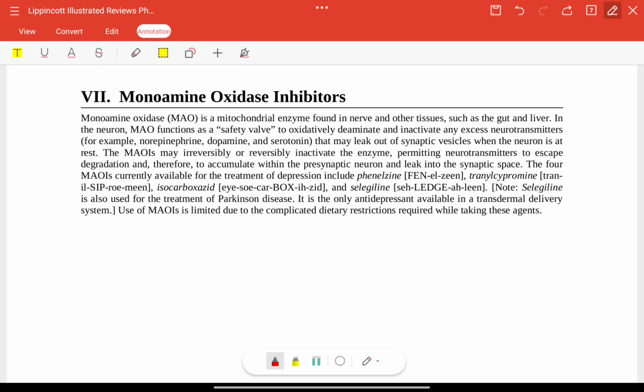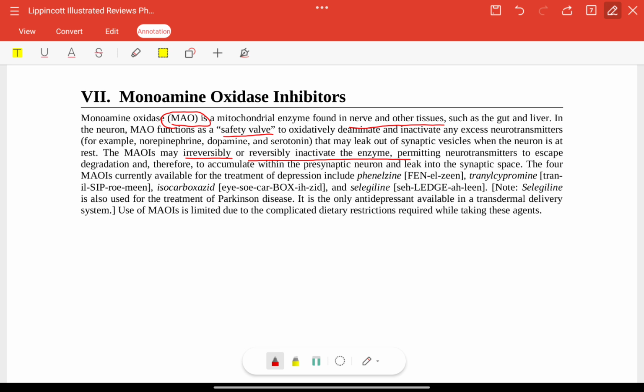Monoamine oxidase inhibitors. MAO is an enzyme found in nerve and other tissues such as gut and liver. It functions as a safety valve to deaminate and inactivate any excess neurotransmitters. It will metabolize them. The MAO inhibitors will irreversibly or reversibly inactivate the enzyme, so the neurotransmitter will escape this metabolism and will be available in more quantity in the synaptic cleft.